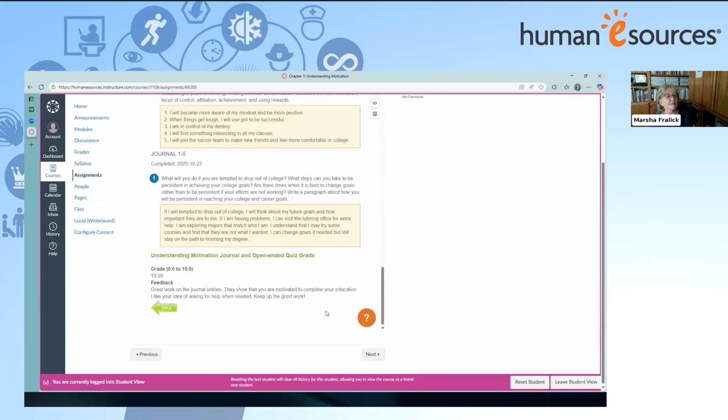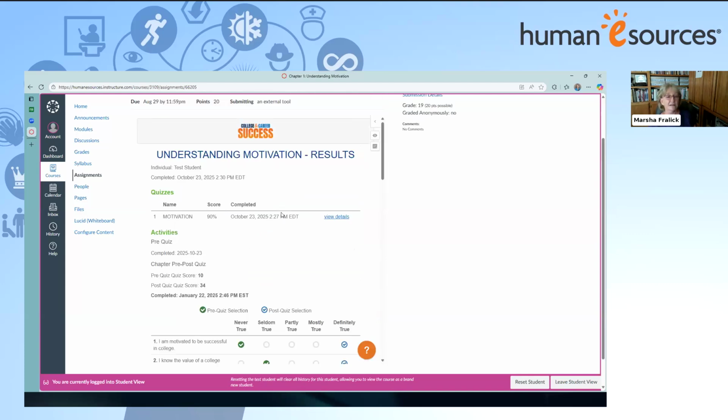And I have graded this and provided feedback. So the maximum is 10. This person got 10 points. And I provided feedback. I said, great work on the journal entries. They show that you are motivated to complete your education. I like your idea of asking for help when needed. Keep up the good work. So they can see my comments right there inside the textbook.